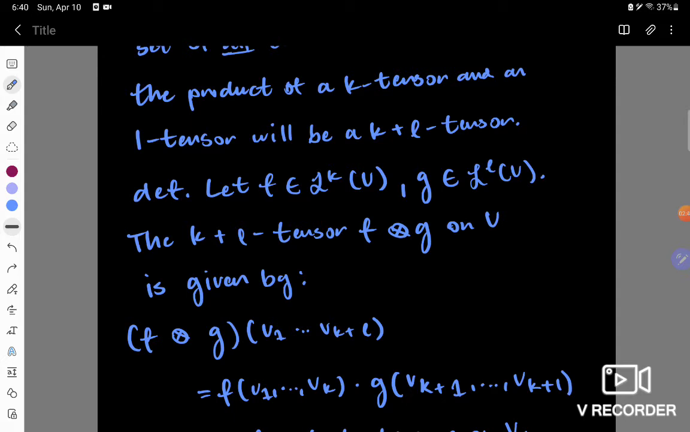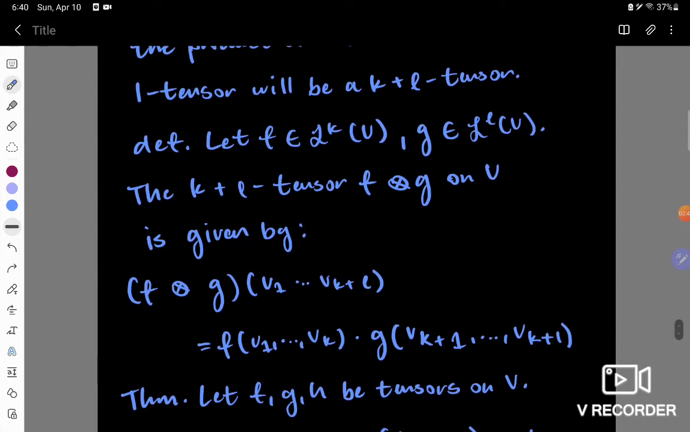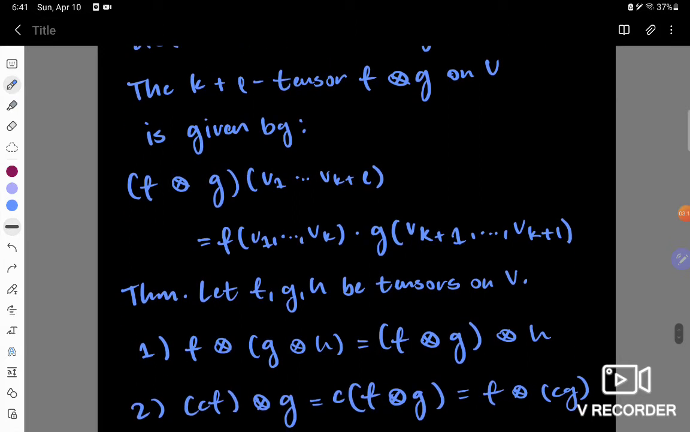So this is our tensor product definition, and let's look at some of its properties, which I will state as a theorem. If we let f, g, and h be tensors on V, not necessarily of the same order, because remember, you can have a tensor product on different orders, k plus l here. So if we let these be tensors on a vector space, we show that the first one is associativity of the tensor product operation. So f tensor, and then g tensor h, is the same as taking f tensor g and then tensoring that with h. That's associativity.